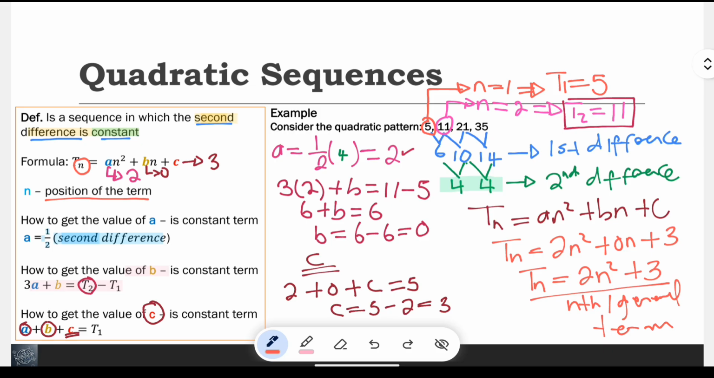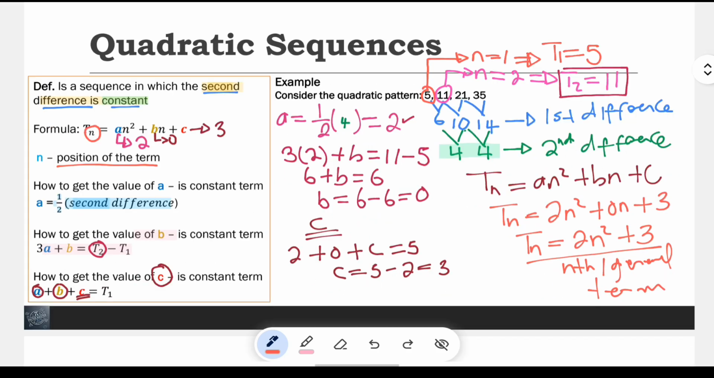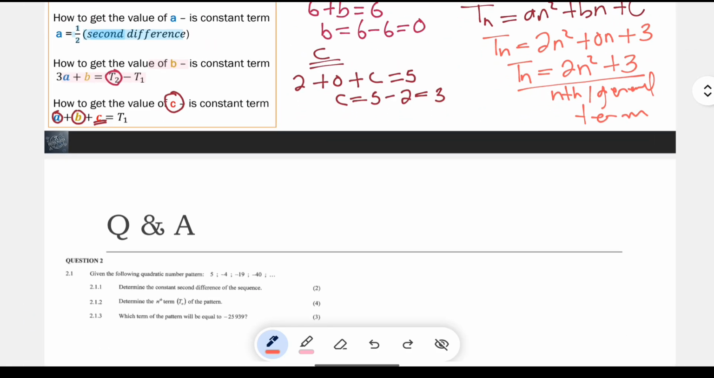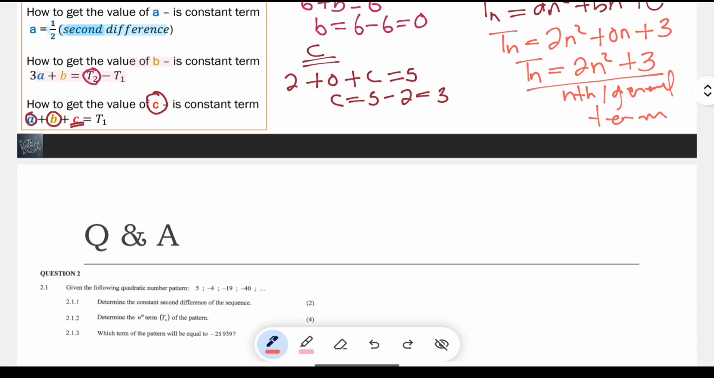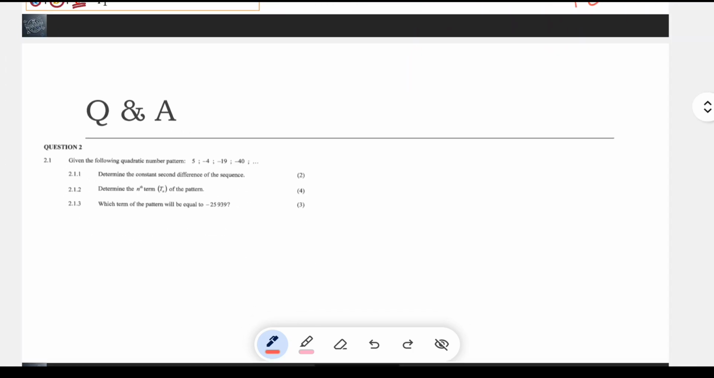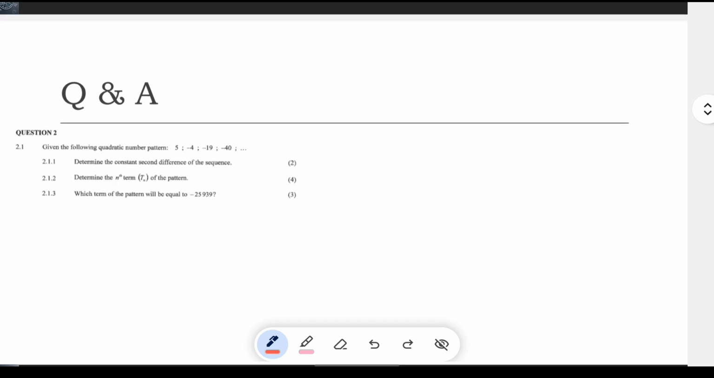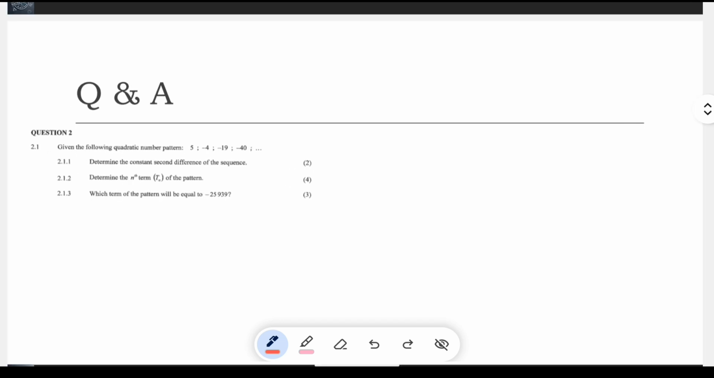Going forward, let me take you through an example of a quadratic pattern. It's from a previous question paper. Let me just take you through this example. I hope after this example you'll be enlightened. We are given a pattern: 5, -4, -19, -40. So now we're given a quadratic pattern.